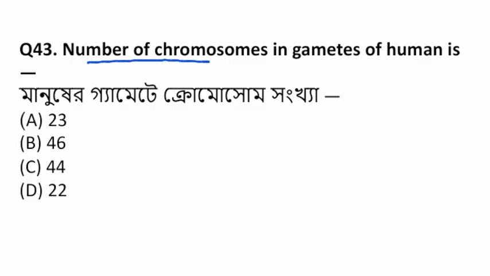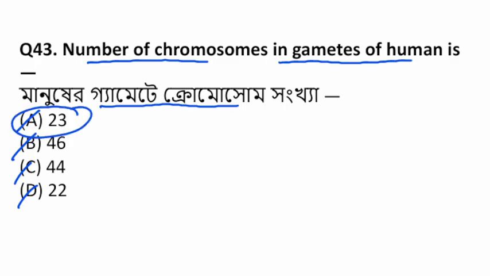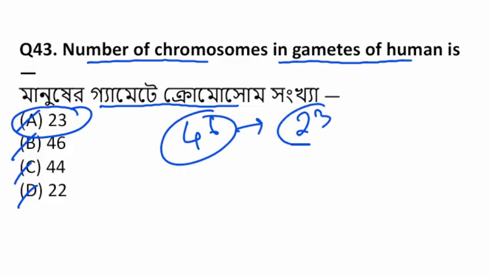The number of chromosomes in gametes in human is. মানুষের গ্যামেটের মধ্যে বা জার্ম সেলের মধ্যে ক্রোমোজোমের সংখ্যা কত? 23, 46, 44, 22. The correct answer is 23. The human somatic cells contain 46 chromosomes. So in gametes it will have 23, that is 2n equal to 46. In gametes we have haploid number, that is n equal to 23.